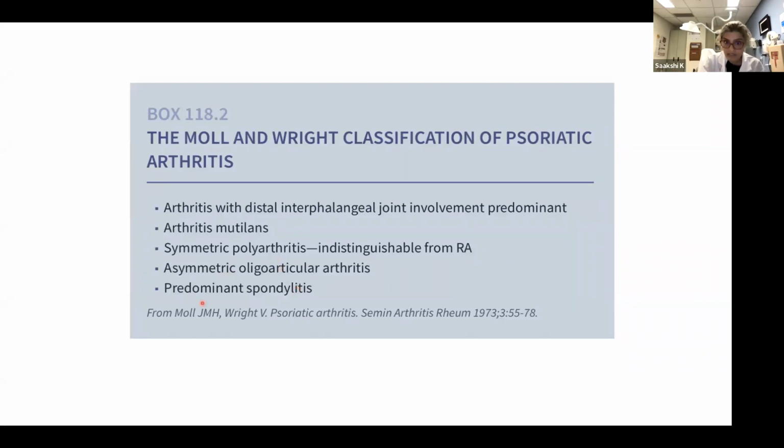Then you can have axial disease, which is the spondylitis. Again, a third of patients have that when they have PsA. And then the fifth is that they have asymmetrical oligoarticular disease, which means that they have maybe a knee on the right leg and an elbow on the left side, or an MCP on the right hand. So, different joints in different parts of the body.